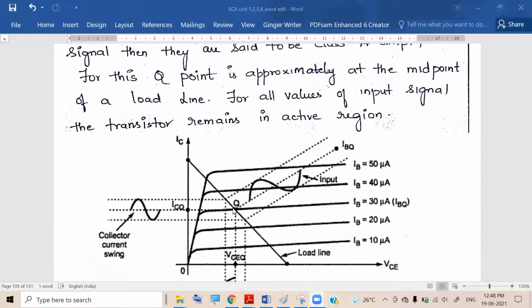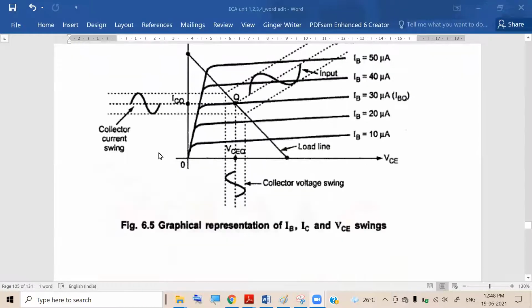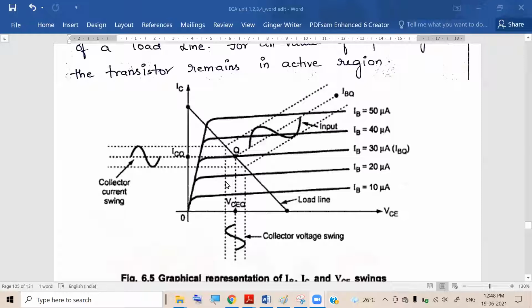On that, if you give an input sinusoidal signal, the corresponding IB will vary like this. Because of that, the IC will vary like this. And because of this, the output voltage will be varying like this. Because IC is beta times IB, IC is very large. Because of that large IC, the VC is also very large. And this is how we get amplification in the transistor circuit.